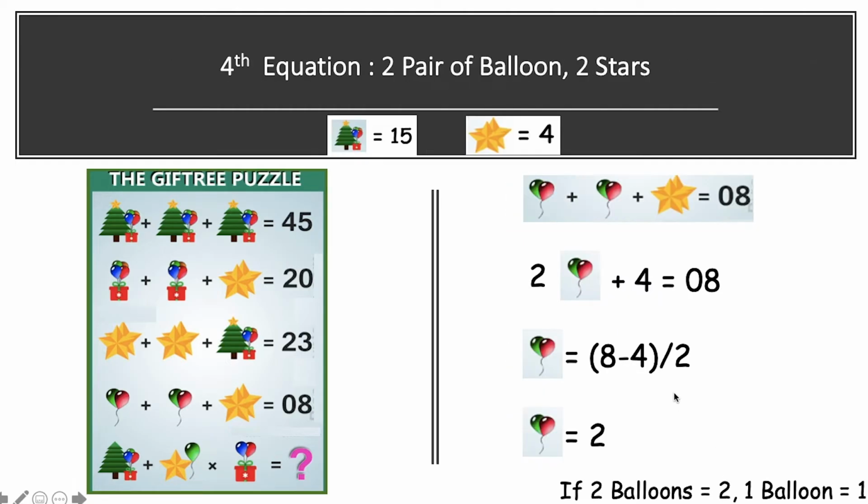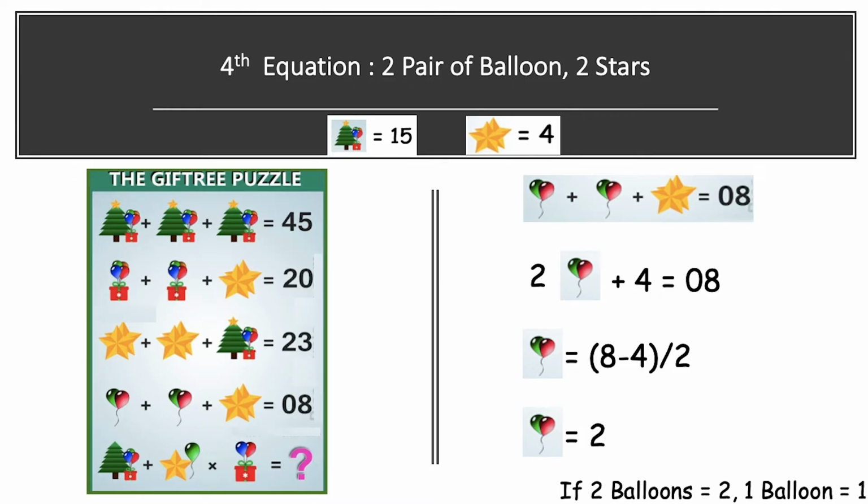Now solving our fourth equation. In the fourth equation, we have got 2 pair of balloons and 2 stars, whose sum is equal to 8. From the third equation, we have already found out the value of stars, which we'll put here and solve the equation. So 2 pair of 2 stars is equal to 4. On solving this equation, we'll get 2 balloons is equal to 8 minus 4 divided by 2. So pair of balloons value is equal to 2. And if 2 balloons is equal to 2, so one balloon will be 1. So this is end of our fourth equation.